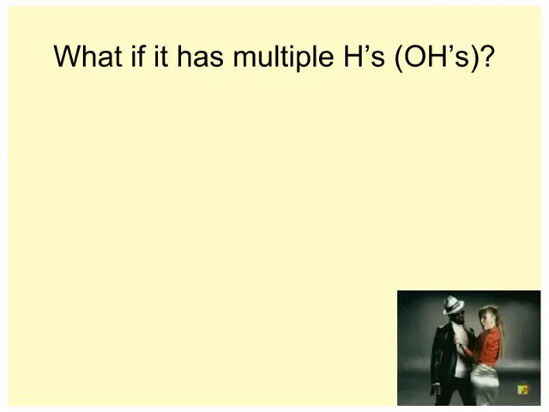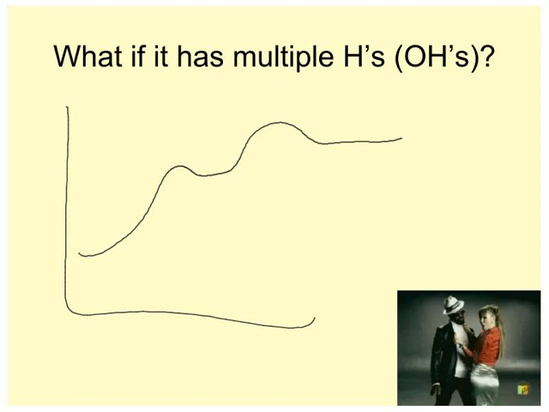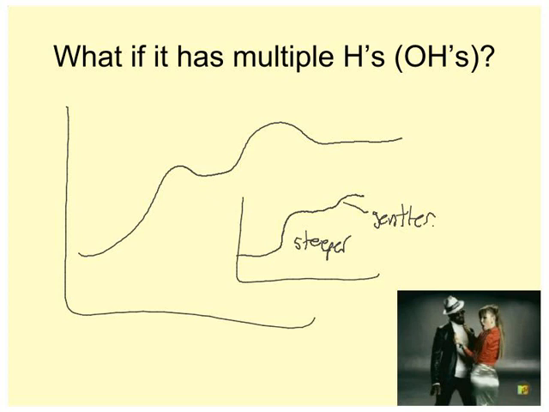What if it has multiple H's or OH's? What would happen is you would have multiple humps, right? Although those humps aren't exactly the best humps, you would have one point of inflection that would level off, and then the next one. And the first one should be a steeper one because it is a stronger acid, and this one should be the gentlest one because it is a weaker acid that's going through it, okay?